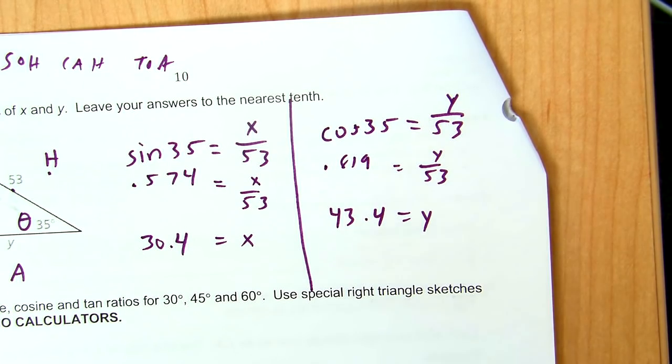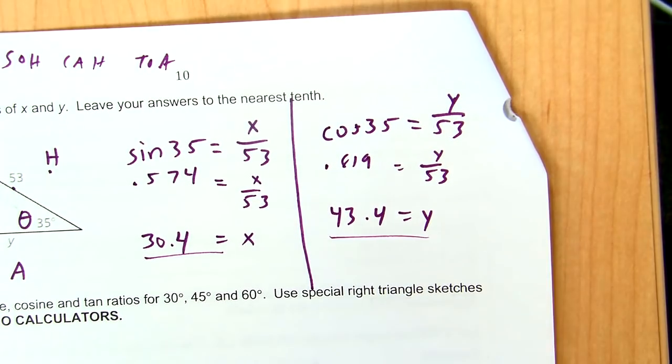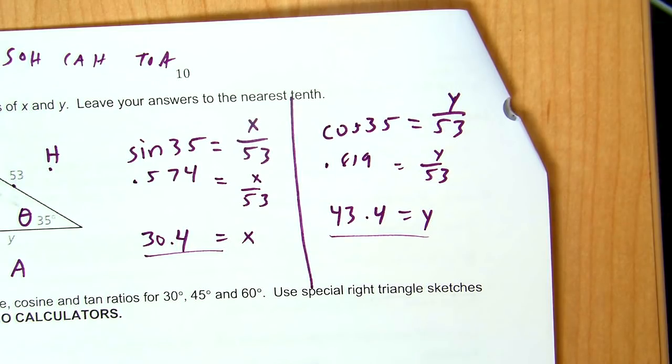Excellent. So you want to make sure that you're using the right ratio here. We needed sine for x and we needed cosine for y. Okay.